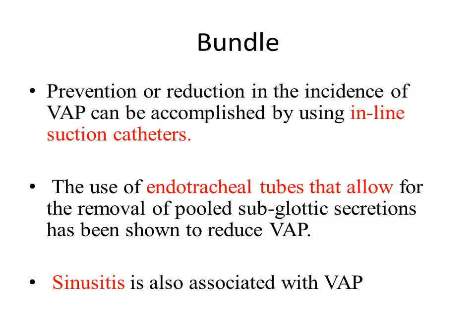Prevention or reduction in the incidence of VAP. VAP, ventilator-associated pneumonia, can be accomplished by using in-line suction catheters. The use of endotracheal tubes that allow for the removal of subglottic secretions has been shown to reduce VAP. Sinusitis is also associated with VAP, so we have to treat sinusitis with appropriate use of antibiotics.